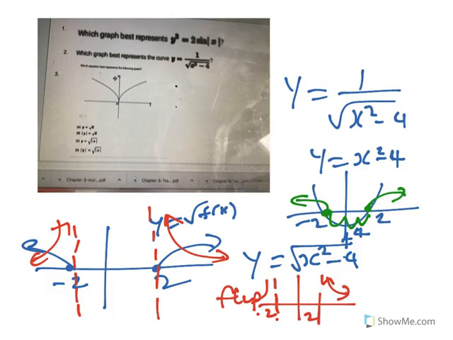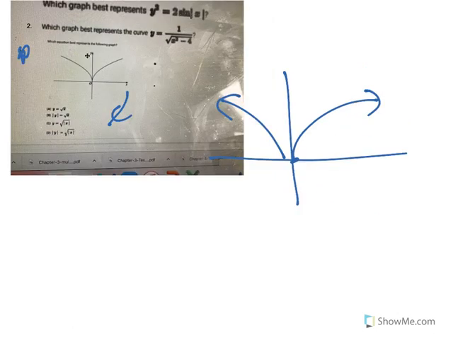Okay, now looking at this one here, it's got this curve, right? Now, that's actually not a separate question. So which curve represents that? Now, when I go back, which curve best represents that? Oh no, it is a different question. Let's just say which equation best represents this.